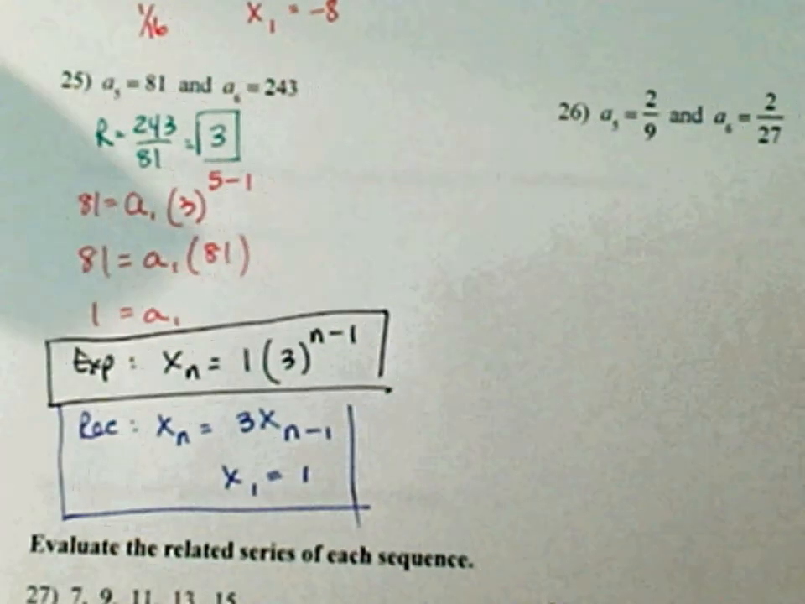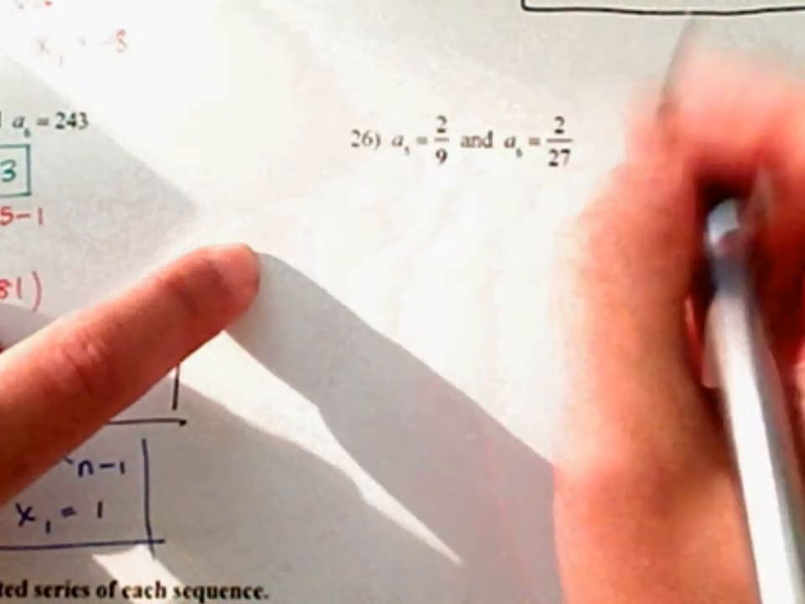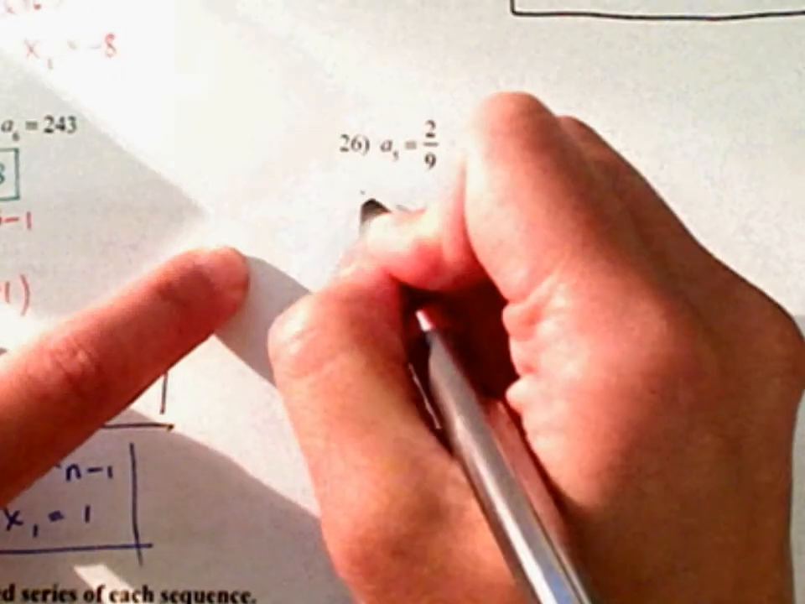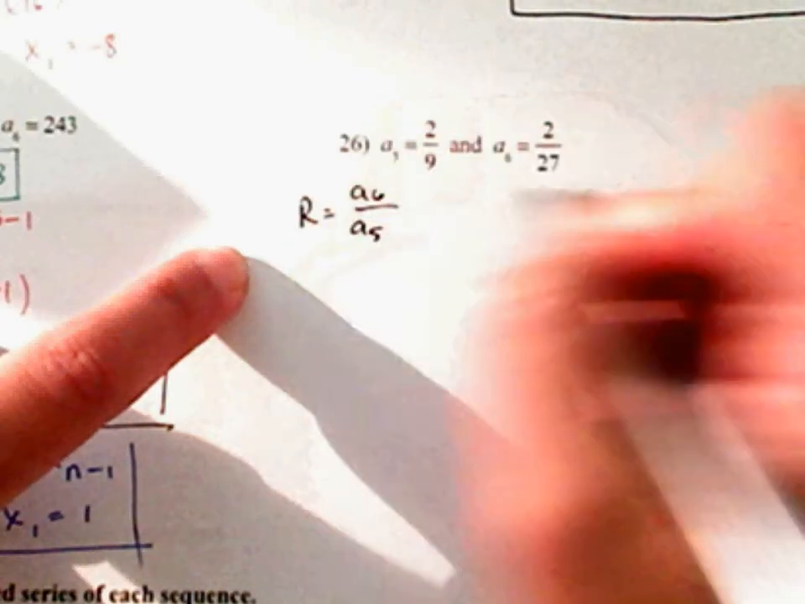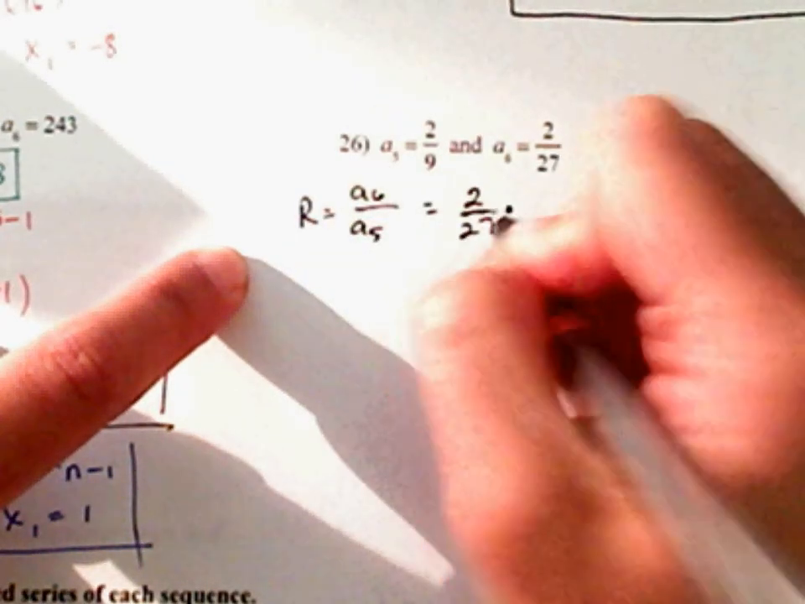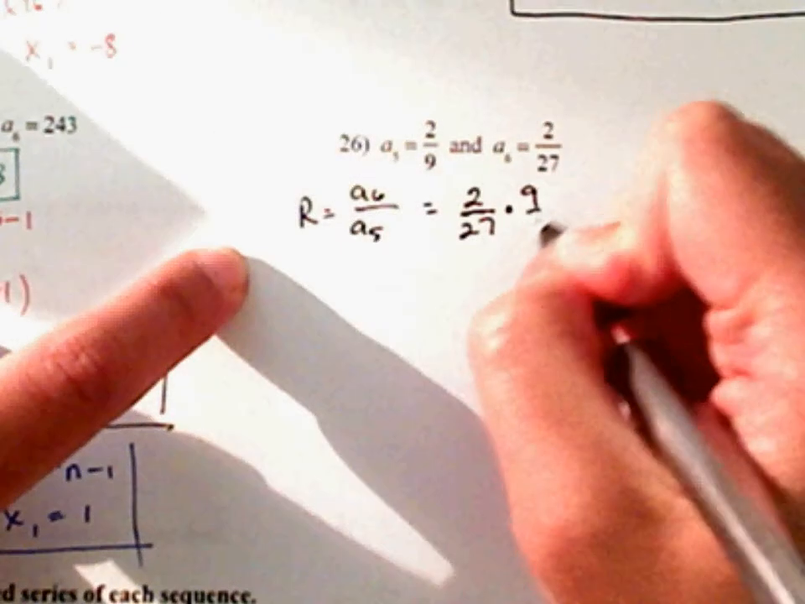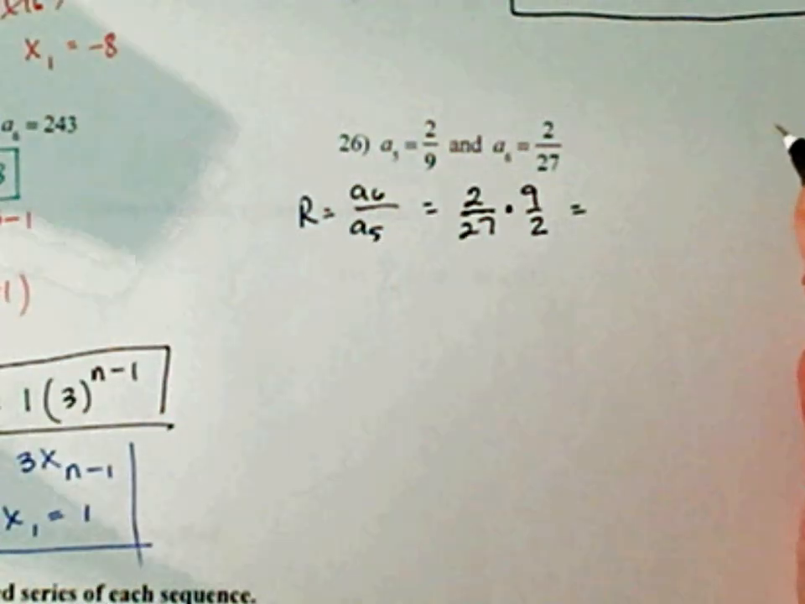26, we got a fraction. Do not be scared. All right? So, actually, I'm going to use the reciprocal this time. So I'm going to take a of 6 divided by a of 5, and there's my r. So a of 6 is 2 over 27. Opposite of dividing is multiplying, and you take the reciprocal. Okay? So you can do it like that, or you can just type the whole thing.